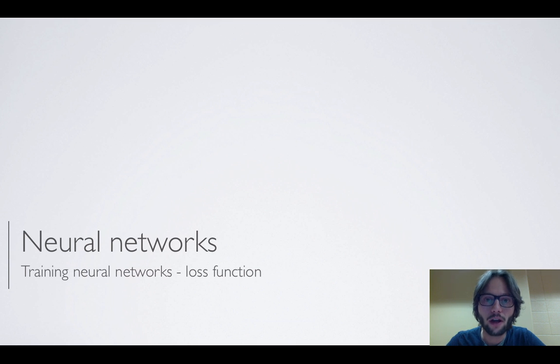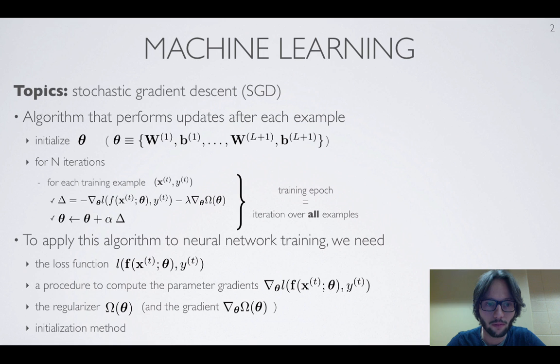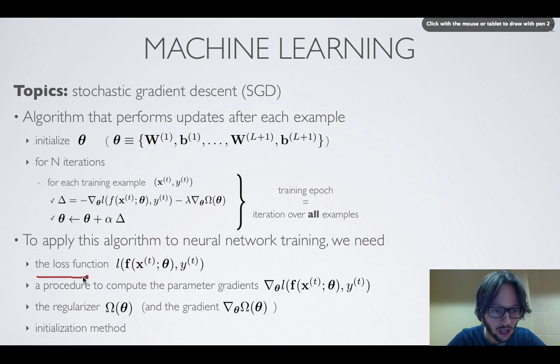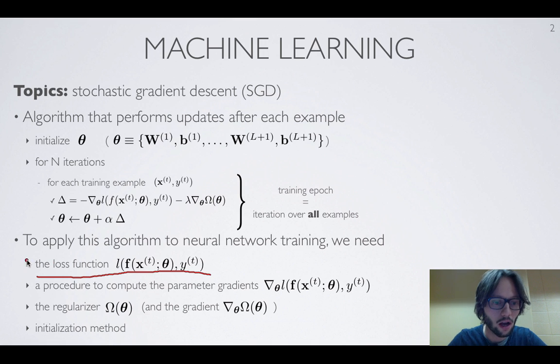In this video, we'll define the loss function we'll be using for training neural networks. So we've seen the stochastic gradient descent algorithm. In this video, we're talking about defining this loss function that we need as an ingredient for performing stochastic gradient descent.